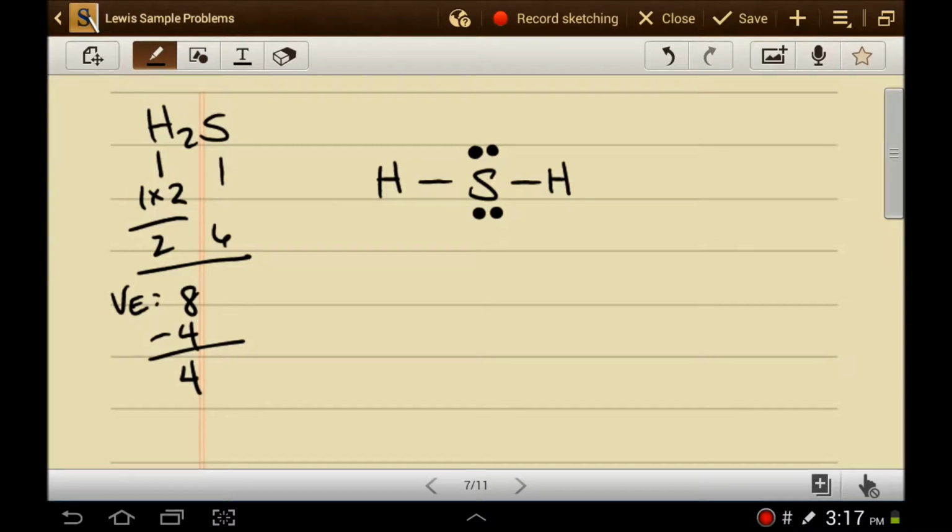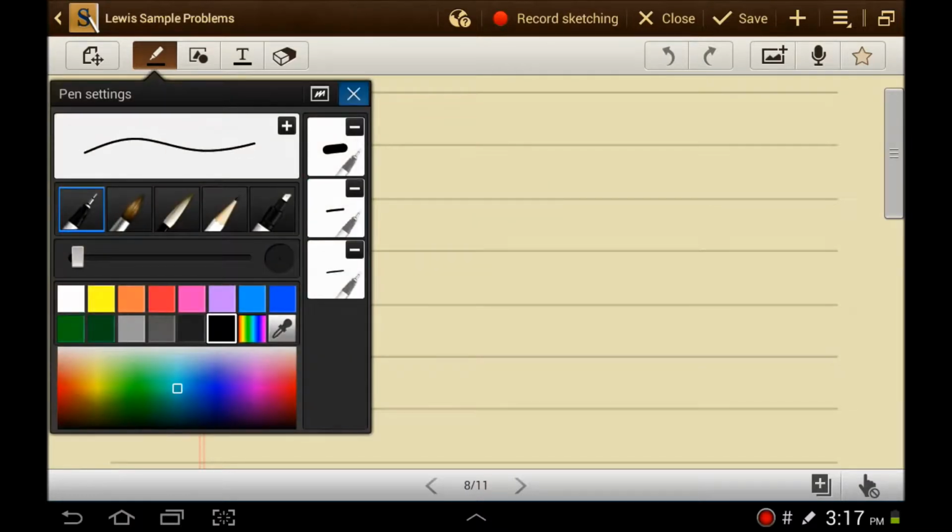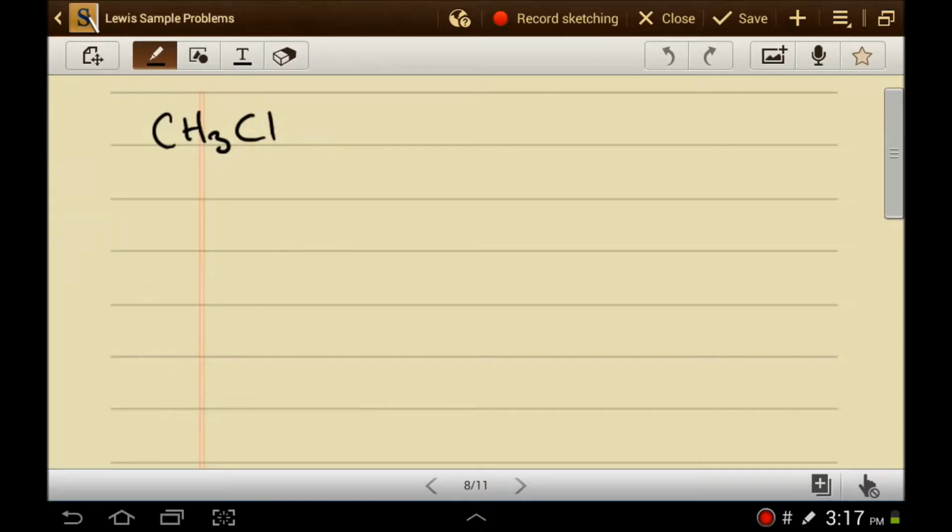Sulfur now has an octet, so we don't need to make any double bonds, which is actually good because if we needed to make double bonds, we wouldn't be able to because the hydrogens don't have any non-bonded electrons on them. Of course, that will never happen because of the way Lewis theory works out. Oh, let's try this one.